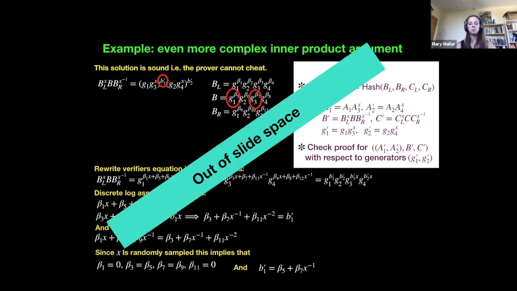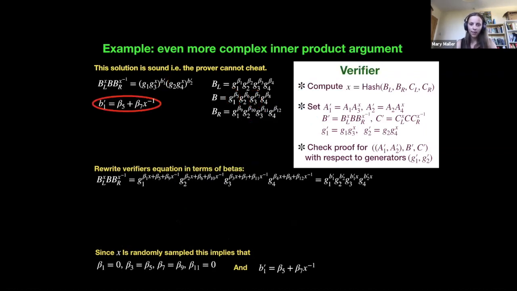Watch your space, I'm about to delete a load of information, but keep the relevant stuff. So what I'm doing here is I'm just keeping that B1 is equal to beta 5 plus beta 7 x to the minus 1. And we still haven't argued about B2 dash. We're now going to do that. It's going to look exactly the same, but for the remaining elements in our verifier equation.